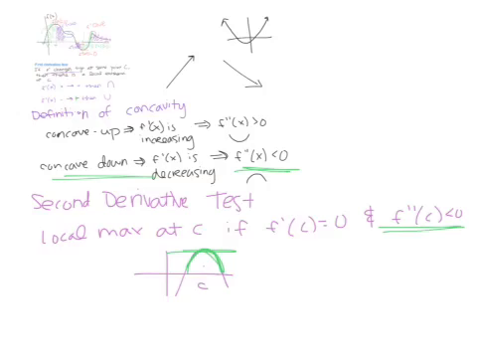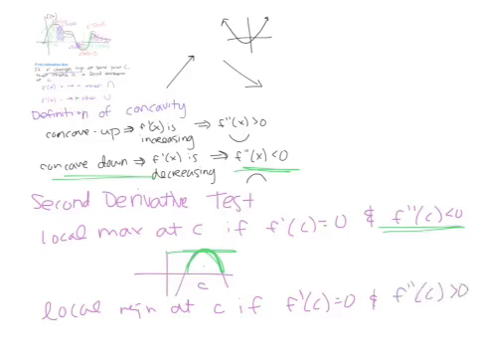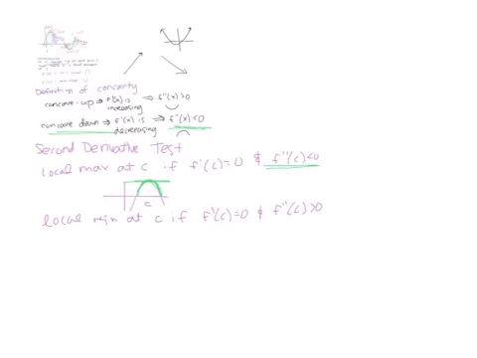And then, not so surprisingly, it also works for a local minimum. You have a local minimum at C if your derivative at that point still equals 0, but this time your second derivative is going to be positive. We can draw a similar picture. A minimum looks something like that. Here's the point C. There's your minimum. Your derivative is equal to 0. And again, you're concave up.